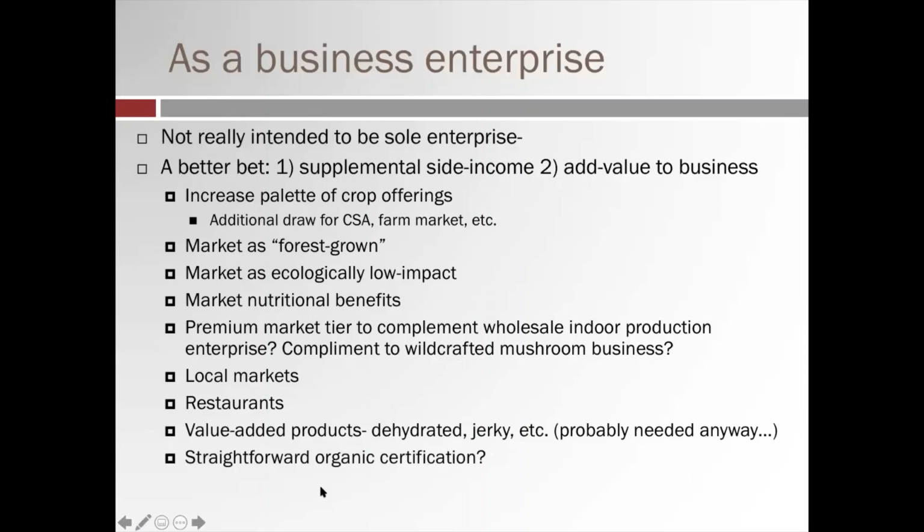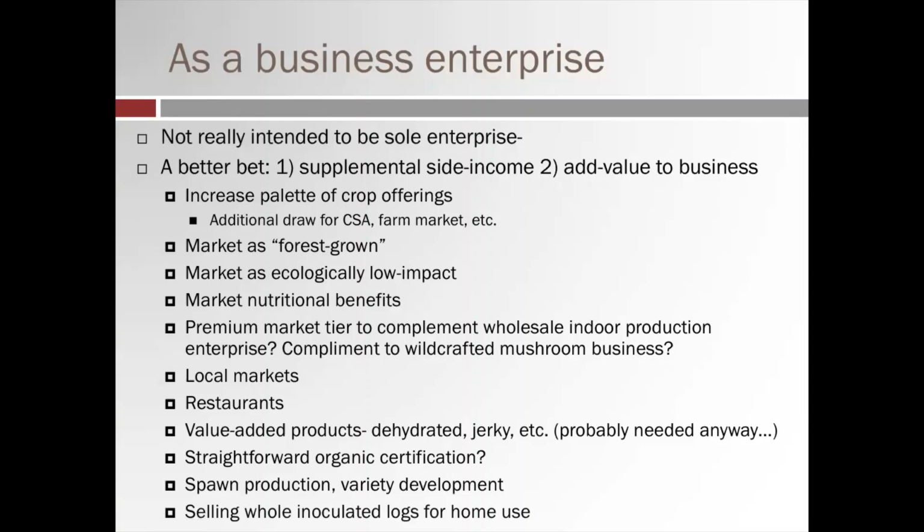As far as I can tell, it seems like a fairly straightforward thing to certify organically. There's just not much to compromise that certification in the standard practices that we have right now. You could go into spawn production. You could go into strain development. That's my inner agronomist coming out there. Some people also sell whole inoculated logs for home use. They'll take whole inoculated logs to the farmer's market and sell those to homeowners.